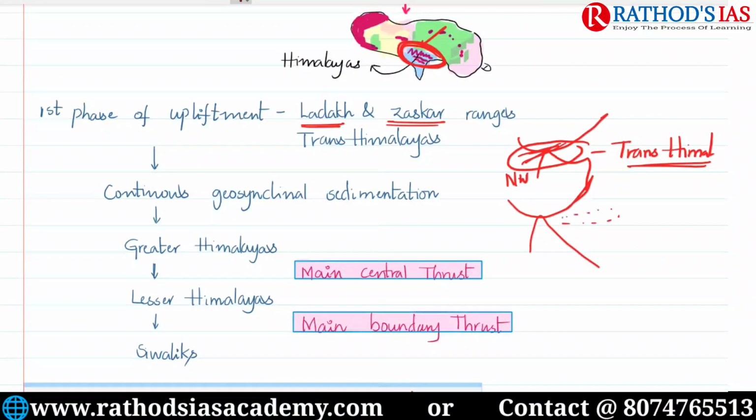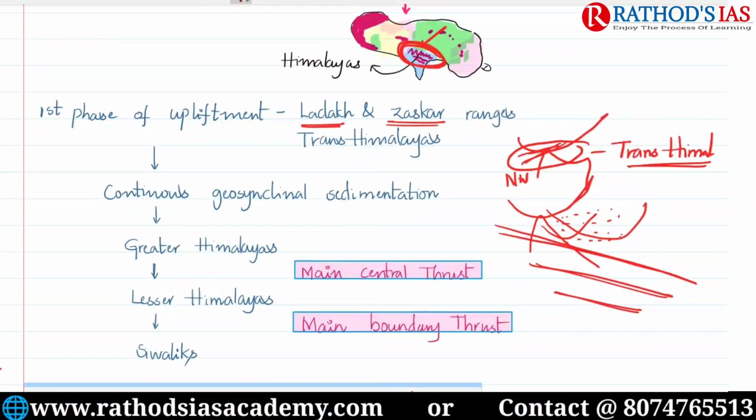After this part hit towards Asia, in the Tethys the sedimentation process continued. Next, this part which hit the Eurasia later led to the formation of Greater Himalayas. The third upheaval led to the formation of Lesser Himalayas, and finally Sivaliks or Outer Himalayas formed. So here you can see the first phase of upliftment led to the formation of Trans-Himalayas, in the second phase Greater Himalayas formed, and later Lesser Himalayas and Sivaliks.